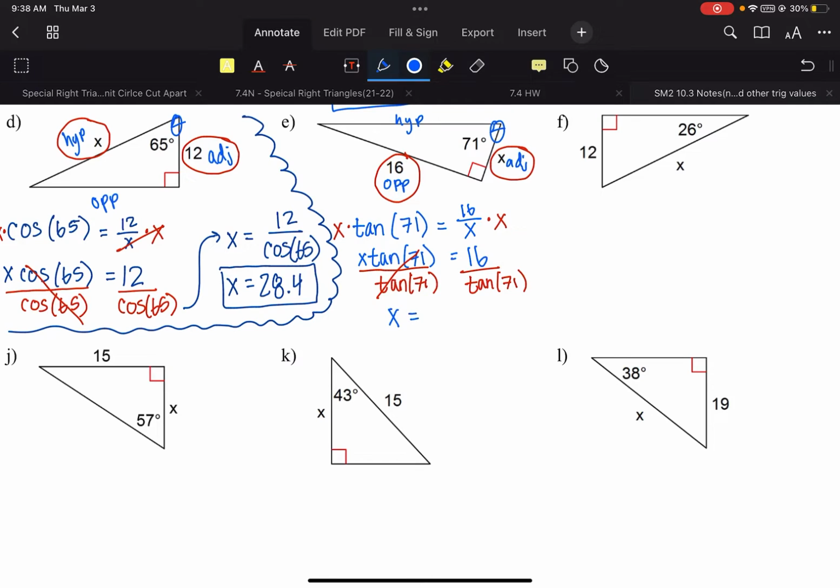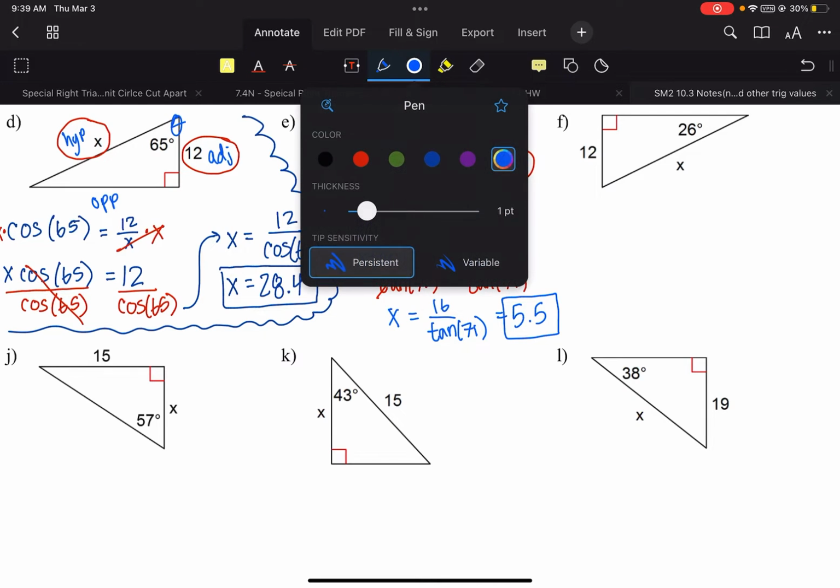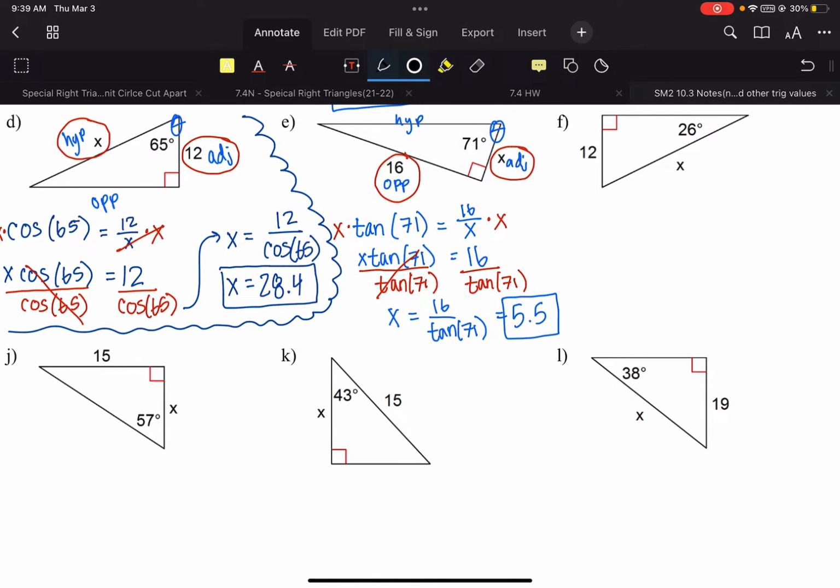So x is equal to 16 over the tangent of 71. Type that into your calculator, and you're going to get 5.5 for your x value. Okay. All right. Let's go ahead and do one more together, and then we'll talk about a few patterns that you guys might be seeing.